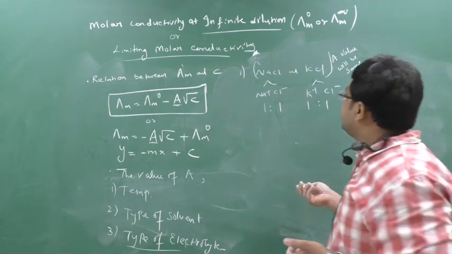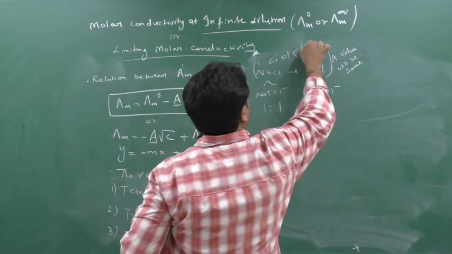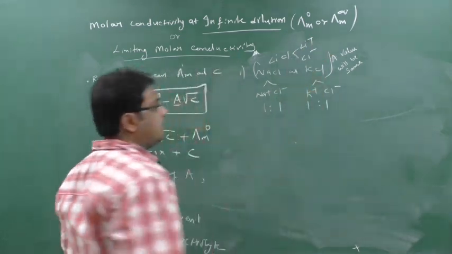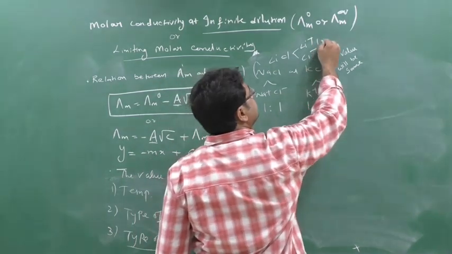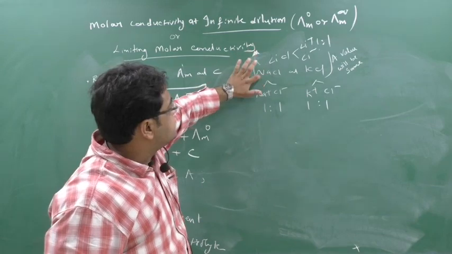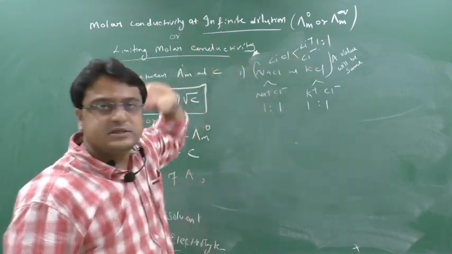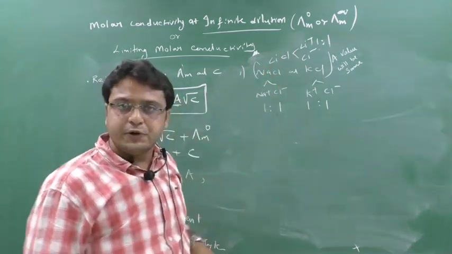If I take one more, LiCl, it will be Li plus Cl minus. Here also the ratio is 1:1. So for LiCl, NaCl and KCl, the value of A will be the same because they are the same type of electrolyte in terms of the number of ions produced.